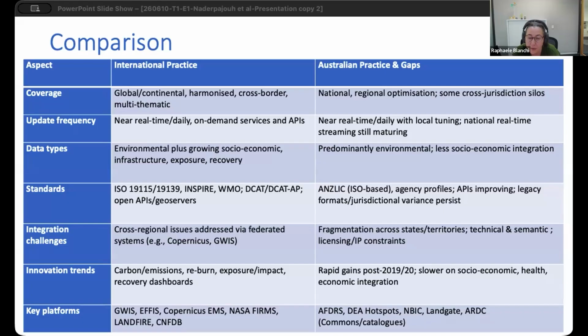Another important point to mention is that public access to some data sets also remains limited and inconsistent. So how can we improve that? And there should be greater collaboration on defining common standards and data dictionaries across governments, emergency services, but also research organizations, to help set up those standards and data dictionaries.